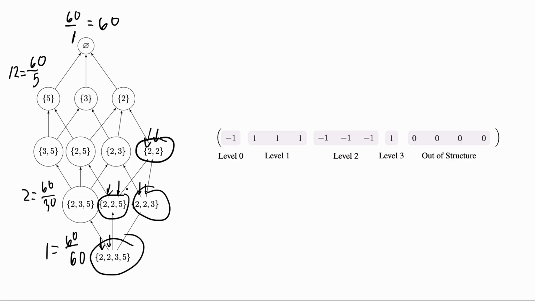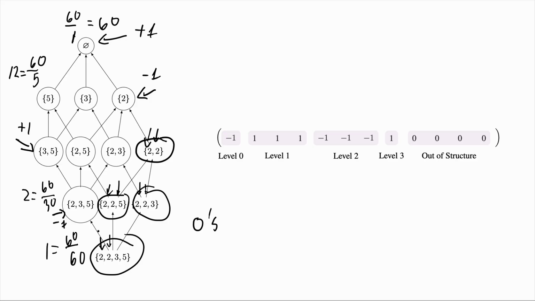Like from level 0, right here, you have a -1 contribution. From this level, you have a -1 contribution. From this level, you have a +1 contribution. From this one, a -1. From the top, a +1 contribution, going right up. And outside of the structure, you're going to have 0 contributions.